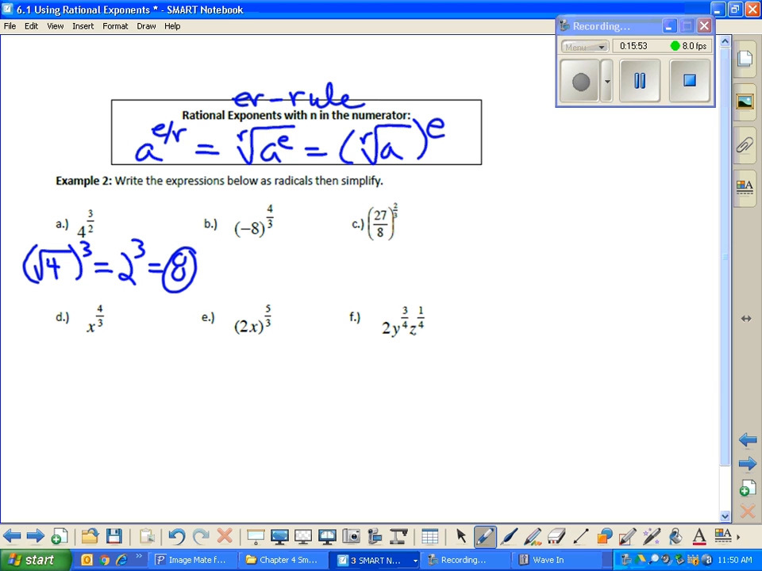Part B, very similar. Just watch your signs. Grab a different color. So we have right now the cube root of -8. I'm going to raise that to the 4th power. So E, my exponent, is 4. R, my root, was 3. My ER rule. Cube root of -8, that's -2. But then we end up taking -2 and raising that to the 4th power. -2 to the 4th power is positive 16. That's your answer there.